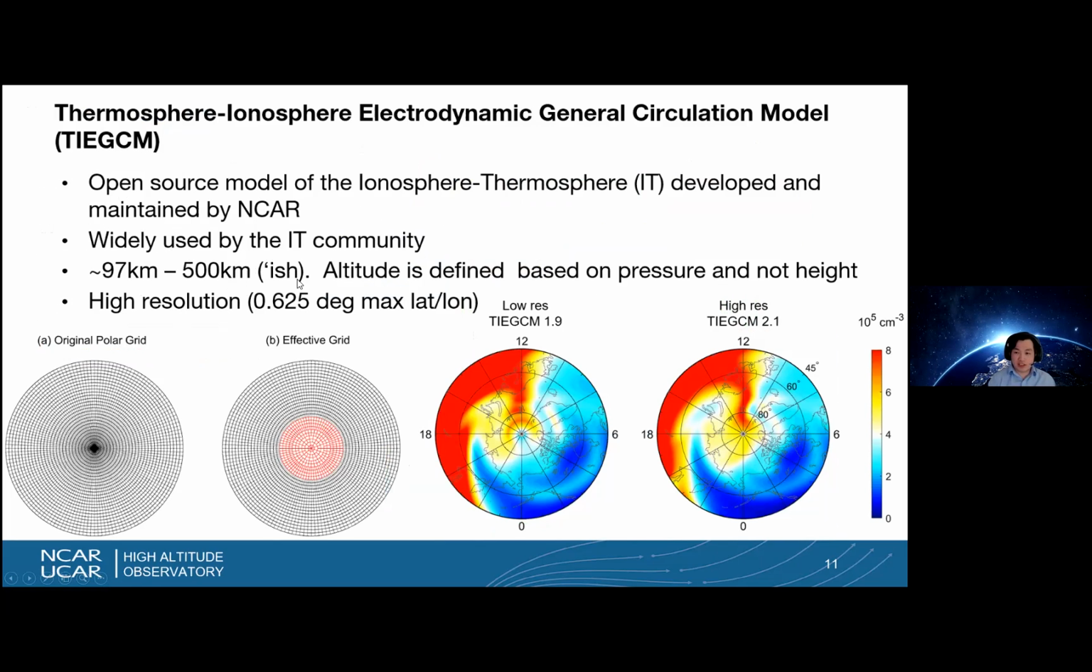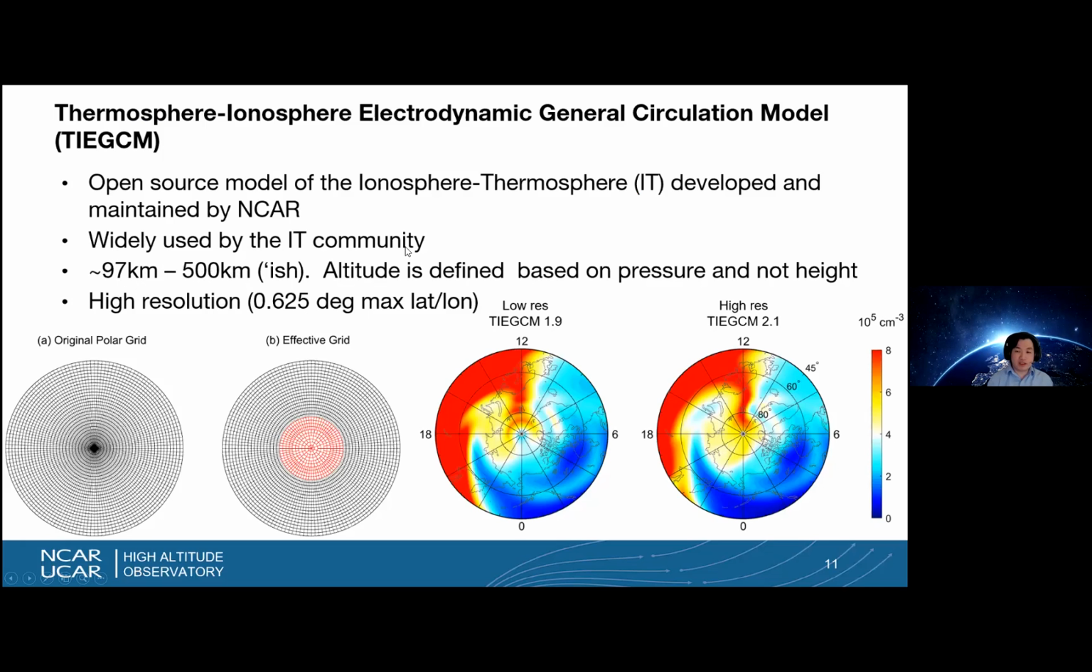The reason why there's this "ish" is because the altitude isn't defined by height, it's defined by pressure level. And so as you heat the thermosphere and expand your upper atmosphere, then for a given pressure, your pressure level moves to a higher altitude. So depending on how the thermosphere expands and contracts, that changes your upper altitude. However, your lower boundary is still the same at 97 kilometers.